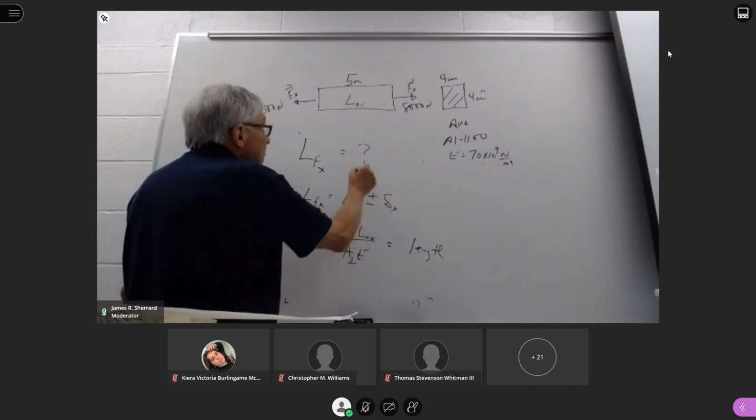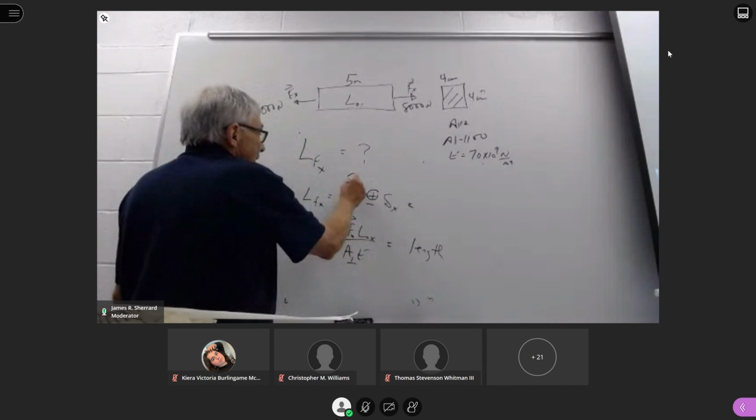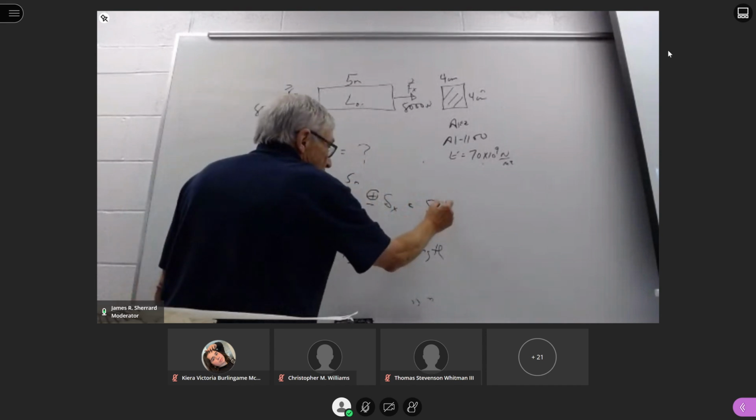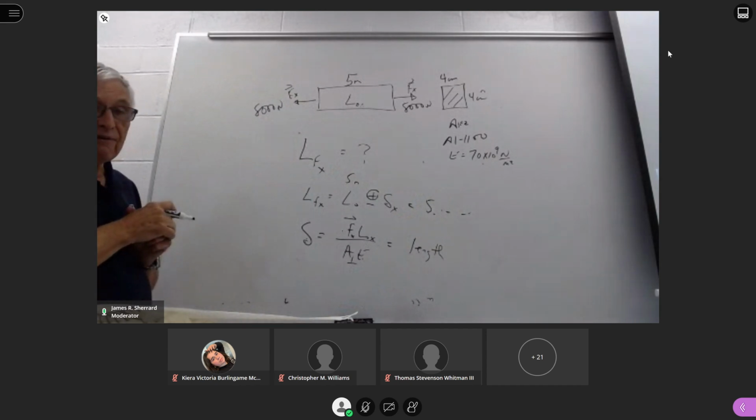So I can take this value, since it's in tension, and add it to this. My original length was 5 meters, and it's going to be 5 point something because it's in tension. So you have the ability to find that length.